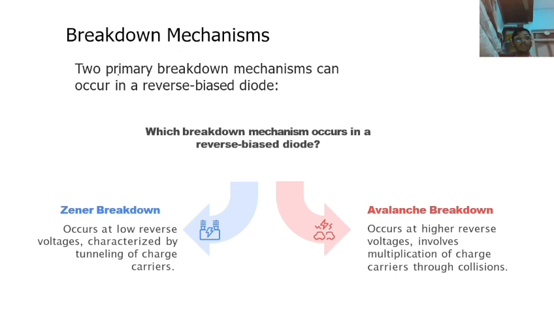Breakdown mechanisms. In a Zener diode there are two types of breakdown mechanisms. Two primary breakdown mechanisms can occur in reverse bias conditions. Which breakdown mechanisms occur in reverse biased diodes? Zener breakdown and avalanche breakdown. Zener breakdown occurs at low reverse voltage by tunneling of charge carriers. Avalanche breakdown occurs at high reverse voltages involving multiplication of charge carriers through collisions. Zener breakdown occurs at low reverse voltage and avalanche breakdown occurs at high voltage.